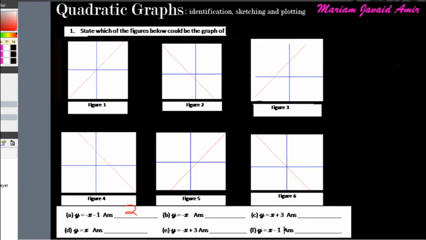Part B, y equals minus x. Now the slope is minus 1 and the y-intercept is 0. So it should be a falling line which should touch the y-axis at 0. So it should be figure 6, a falling line which touches the y-axis at 0.